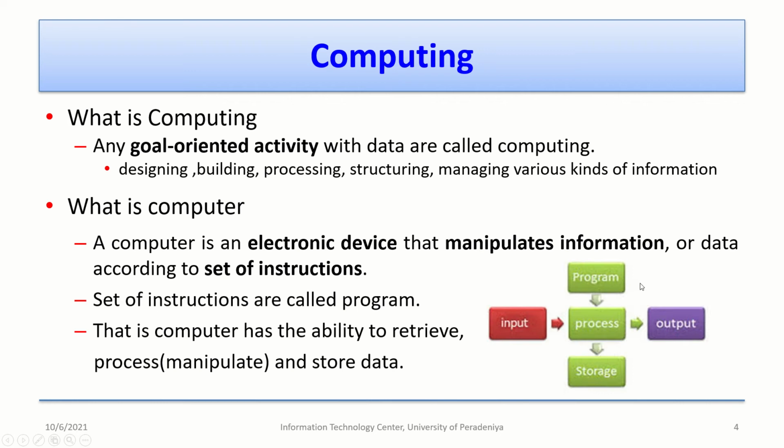So here we can summarize the points like this, right? There should be an input, which we call retrieve data. Then the computer can process that data according to the set of instructions. The set of instructions is called a program. Then the processed data can be output or stored inside the computer storage devices, right? Later on we can discuss computer storage devices.